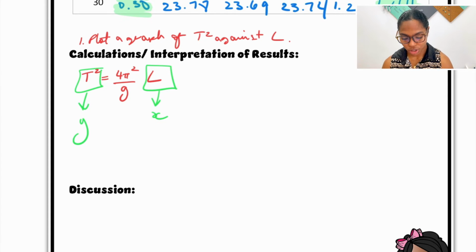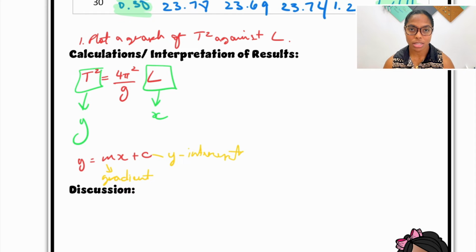If you are used to the equation of a line, you know the equation of a line is written as y is equal to mx plus c, where m is our gradient and where c is our y-intercept. So if we have y is equal to something by x, it means that this here will be our gradient. So this whole big thing here, 4 pi squared on g, is our gradient. That represents whatever value we happen to get as our gradient. But where do we get that from?